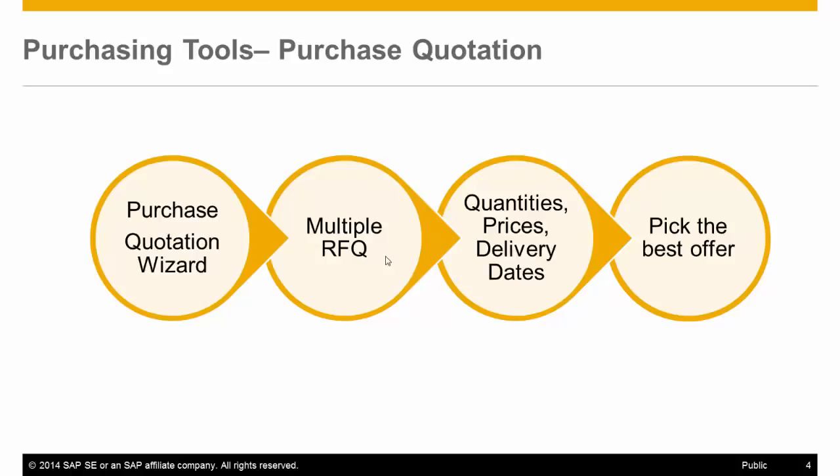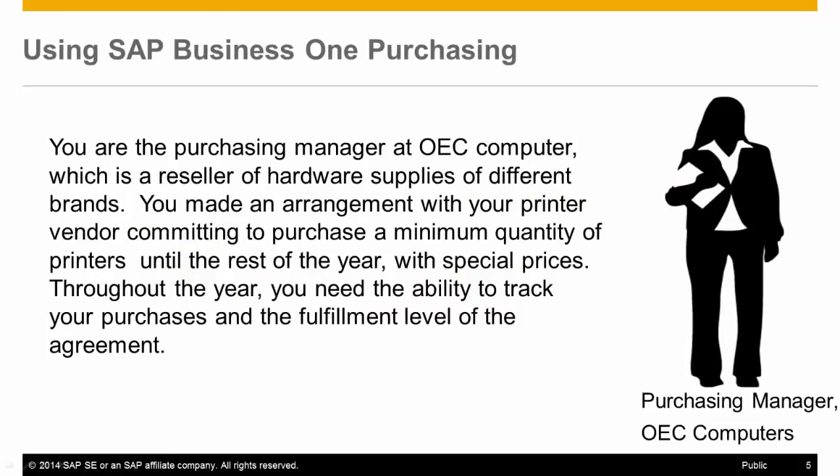your needs. You are the purchasing manager at OEC Computers, which is a reseller of hardware supplies of different brands. You made an arrangement with your printer vendor, committing to purchase a minimum quantity of printers until the rest of the year, with special prices. Throughout the year, you need the ability to track your purchases and the fulfillment level of the agreement.